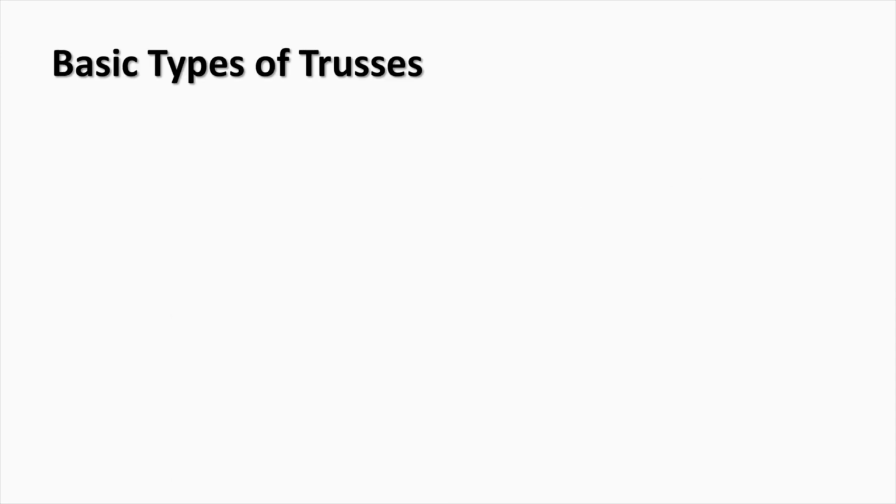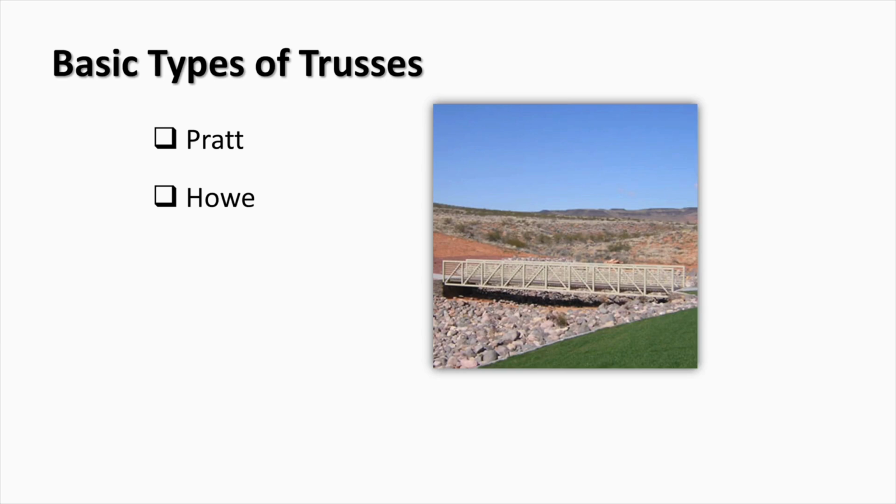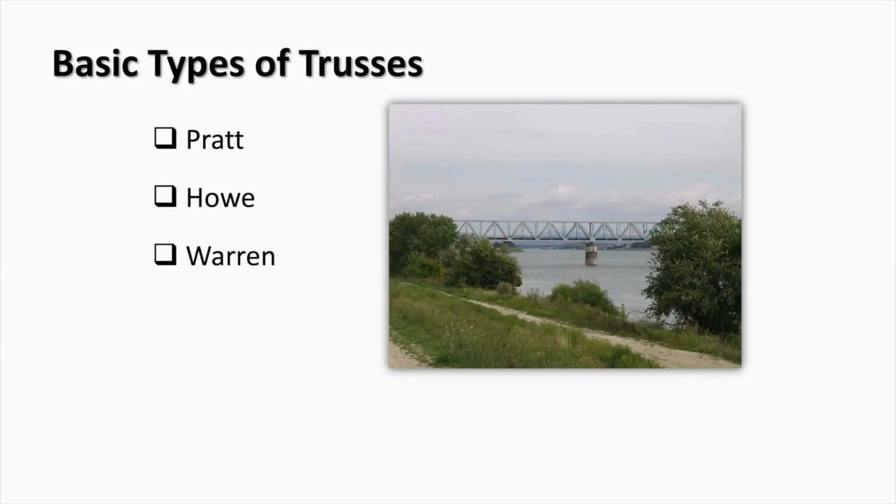Let's look at a few basic types of trusses. This is a Pratt truss. In this truss, the diagonals are directed towards the middle and downwards. This is a Howe truss. In this truss, the diagonals are directed to the middle and upwards. In a Warren truss, both types of diagonals are present.